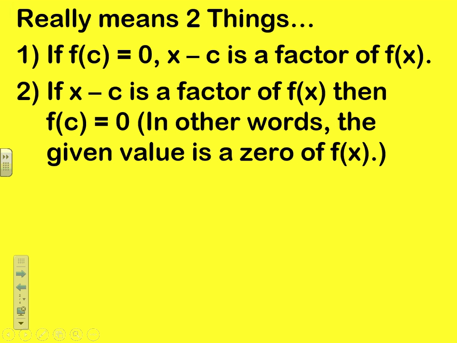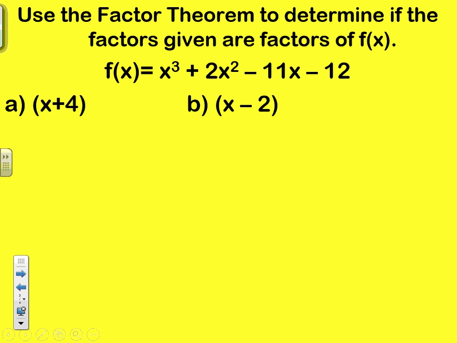So make sure you get that copied down into your notes. And again, if the solution to the factor gives us a 0 when we substitute it into the problem, that's essentially telling you that it is a factor of the polynomial, whatever you start off with. So here we have a third degree polynomial. It's third degree because the largest exponent is a 3. And we have two factors.